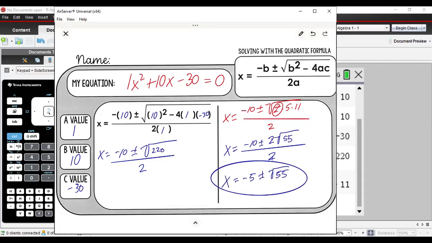Now, this is the exact answer that we got by completing the square, which of course is what we should get, because these are basically the same thing. Completing the square and the quadratic formula are basically the same technique, or the quadratic formula is the result of completing the square. So this is your answer.